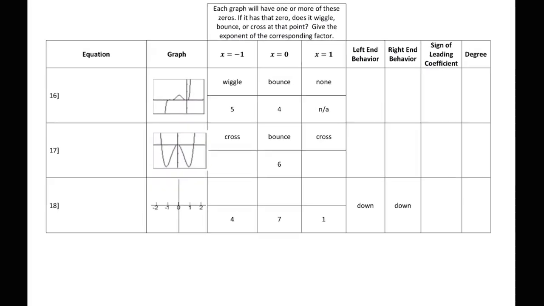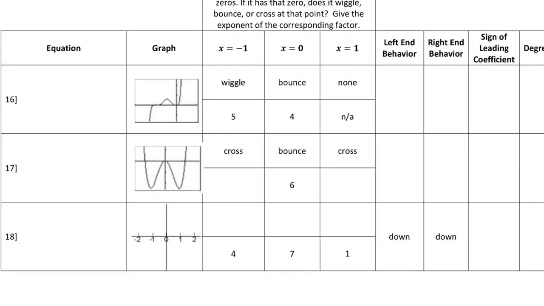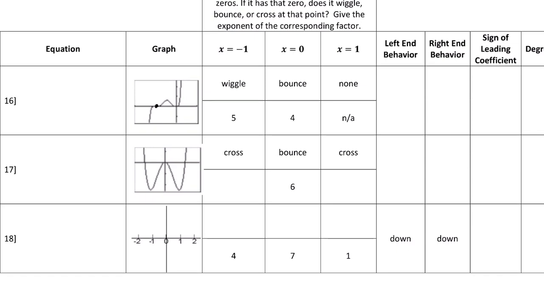Looking at this graph, they filled in some details. They said, okay, at x equals negative 1, you can see the wiggle there, and at 0, you can see the bounce. And as you can tell from this graph, it doesn't cross at x equals 1. So they're just emphasizing it so you can see it a little better. We're going to use this information to write an equation.